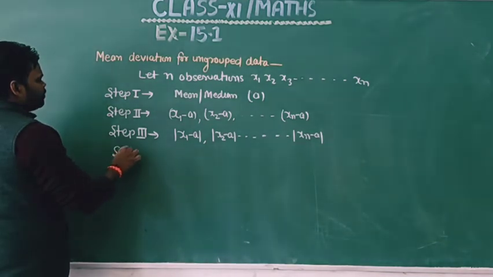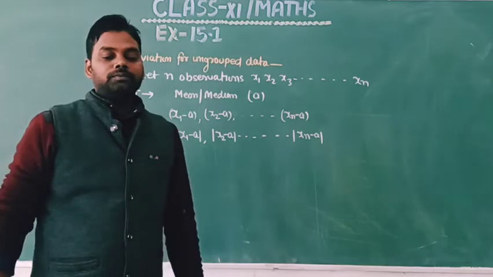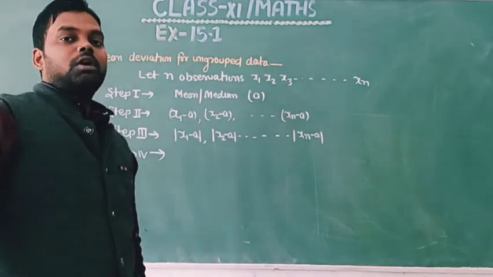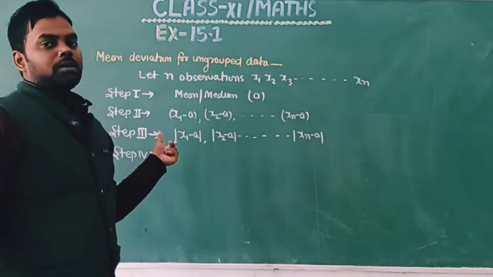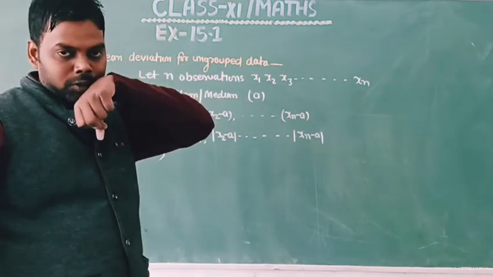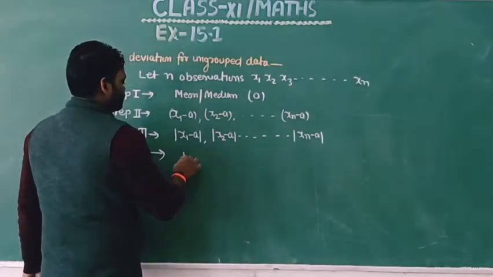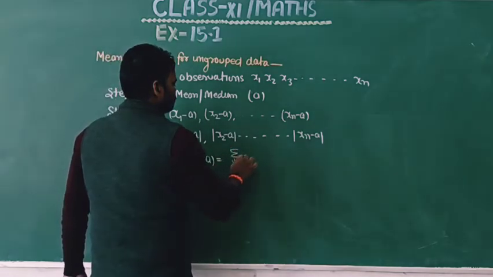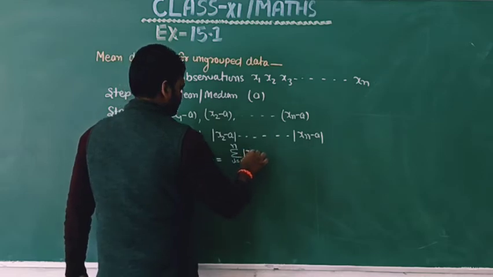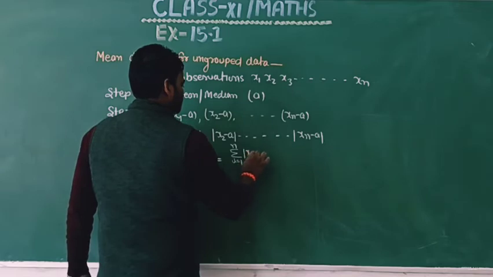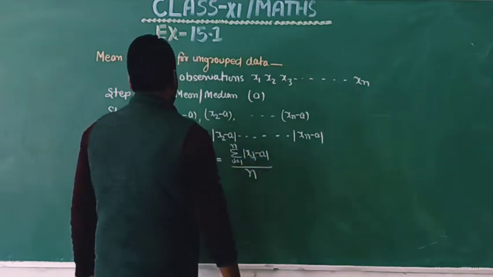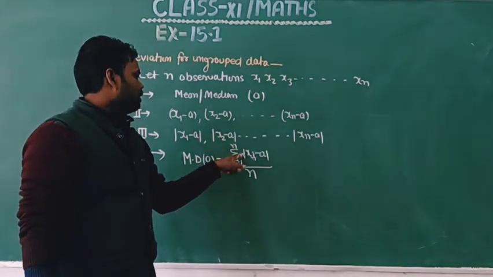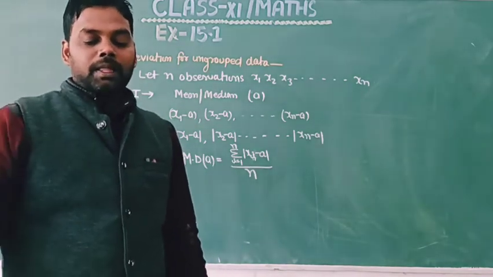Now in the last step, step 4, we find the mean of the absolute values of the deviations. That means the mean deviation about a is equal to the sum from i equal to 1 to n of mod xi minus a, divided by n.